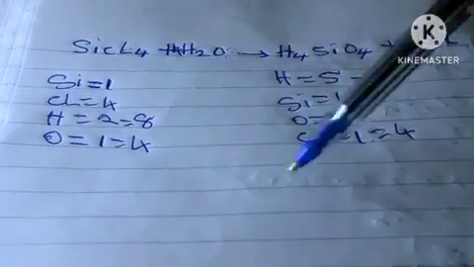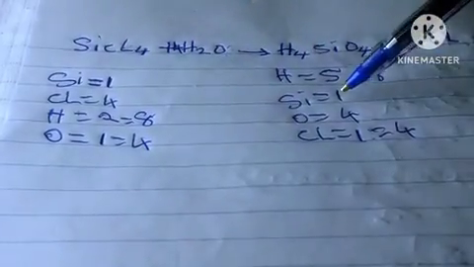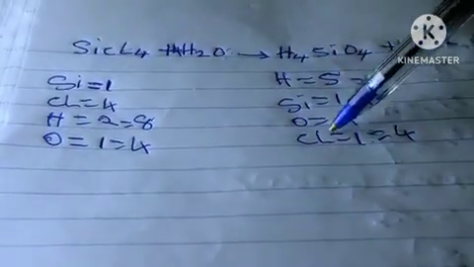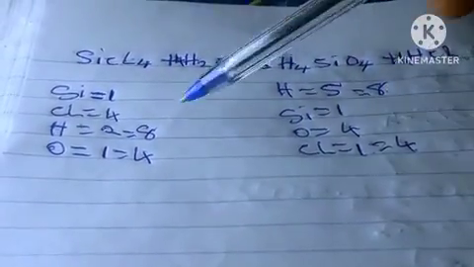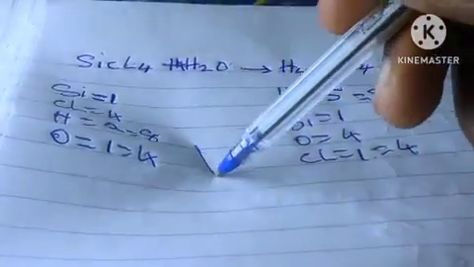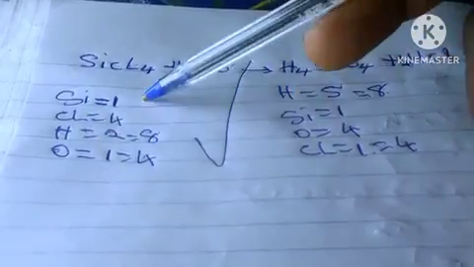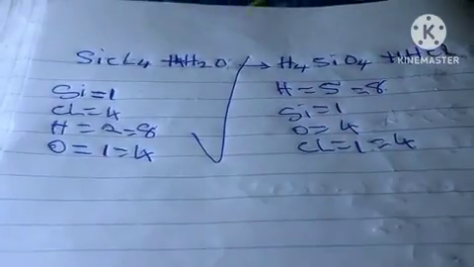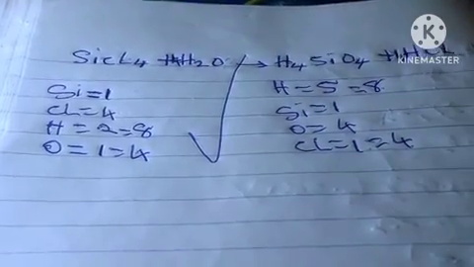So let's check if the equation is balanced or not. Silicon has 1 here, and 1 on the right side, balanced. Chlorine has 4 here, and 4 here, balanced. Hydrogen has 8 here, and 8 here, balanced. Oxygen has 4 here, and 4 here. So the equation is now chemically balanced because all the atoms at our left side are equal to the atoms on the right side. So this is how to balance the chemical equation.